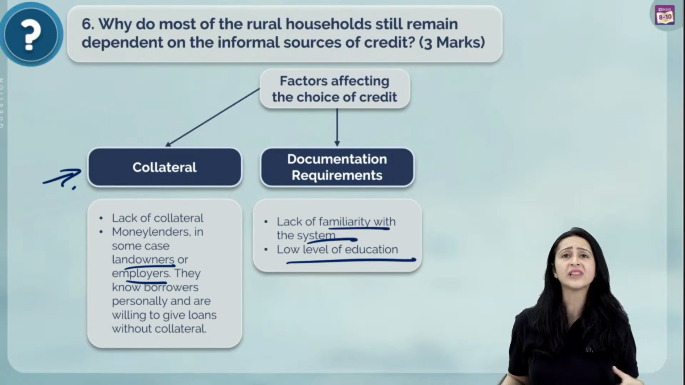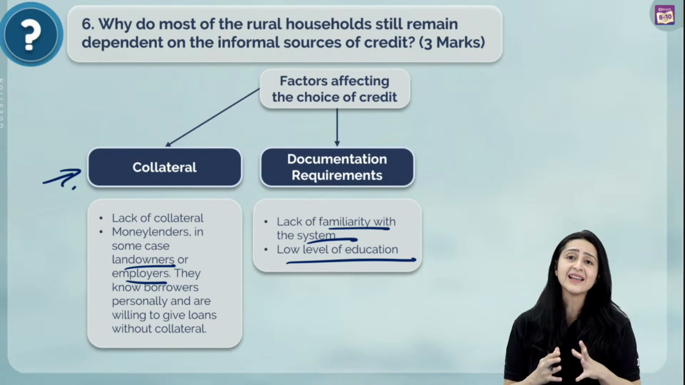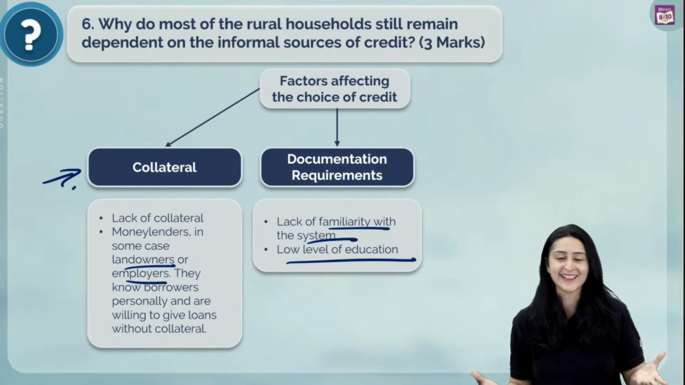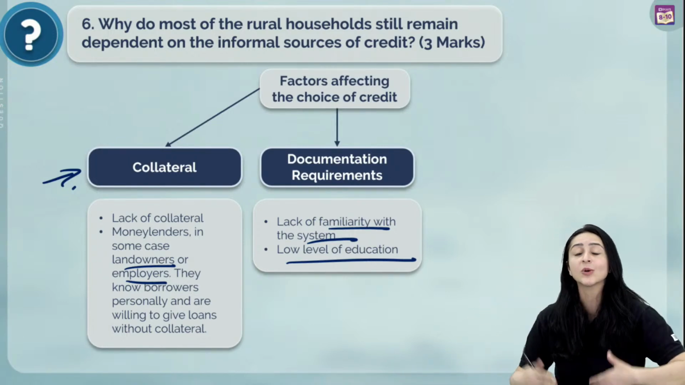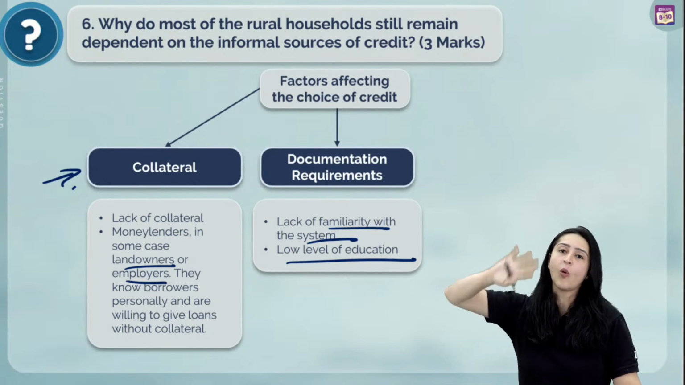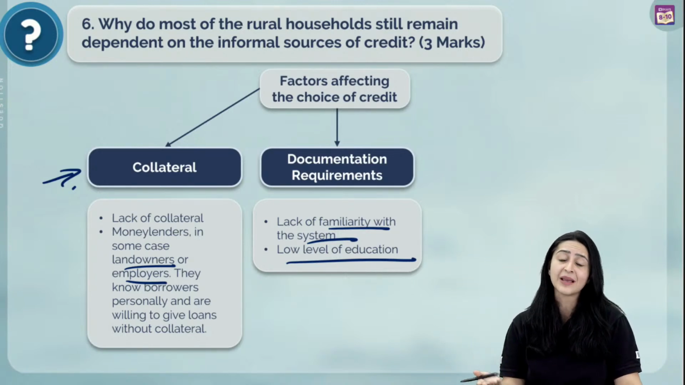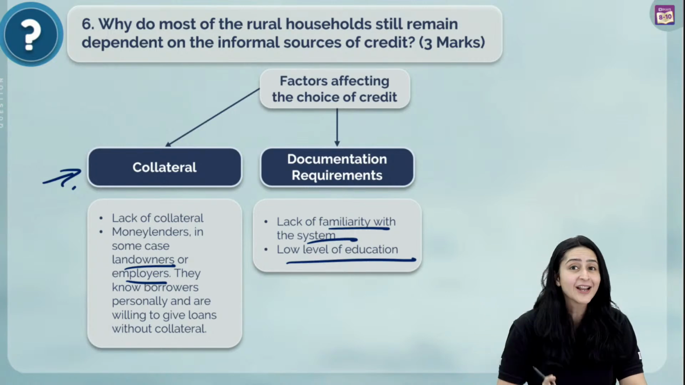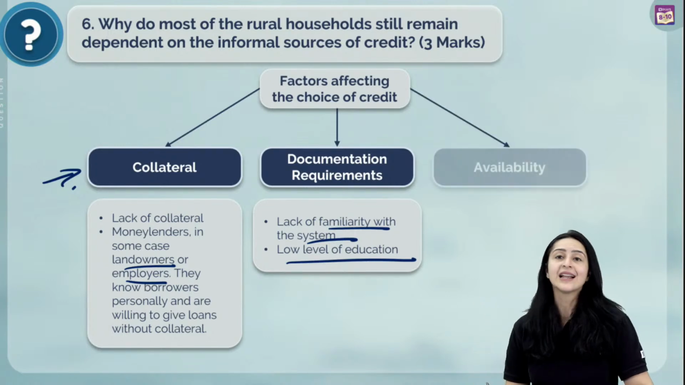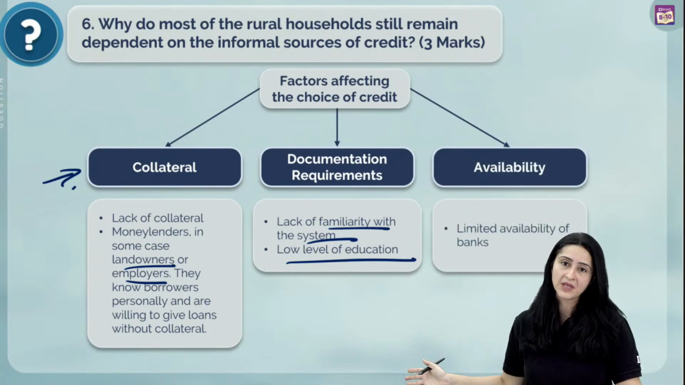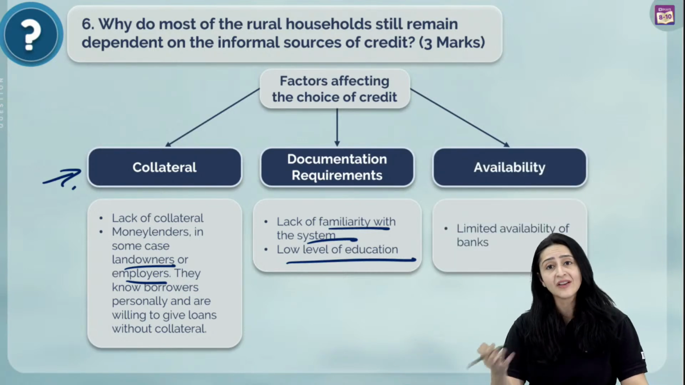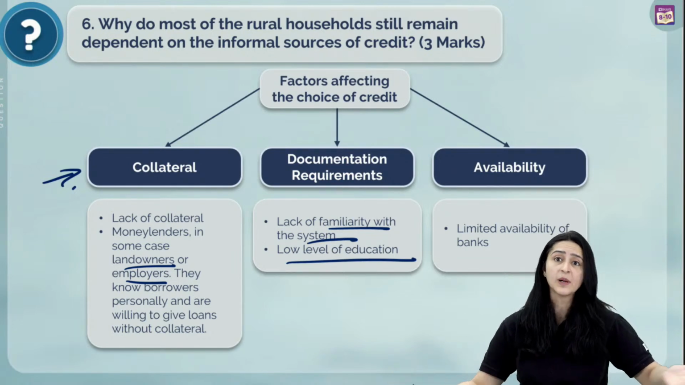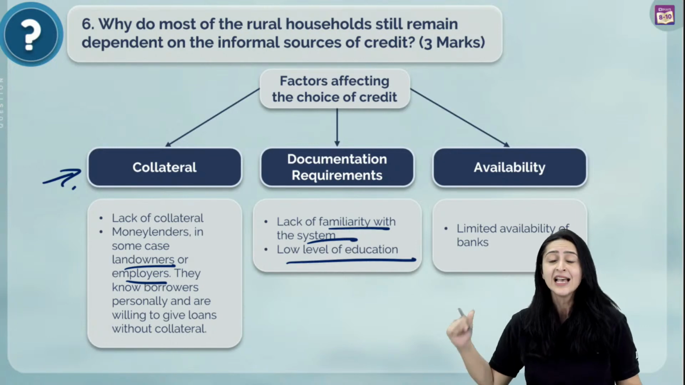They may find this whole thing very cumbersome and tiresome to go through all this jhanjat, as we say in Hindi slang, to go through the trouble of going through all this documentation, which is why for them it's easier to just take the loan from the informal sector. Again, not very good in the long run. Another reason they take it from the informal sector is availability. There are not that many banks in the rural sector, so naturally whatever is available to them, they'll take from there, and this is the third factor.